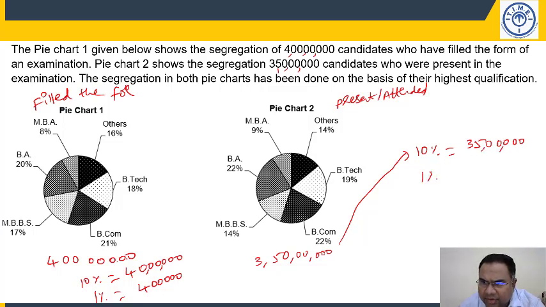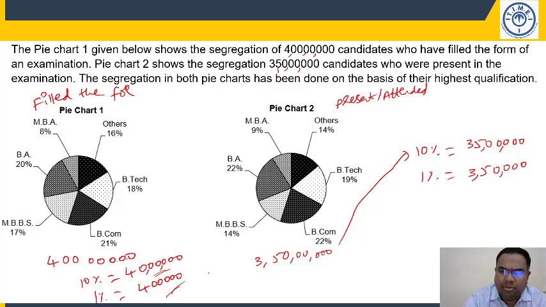Right? How much is 1%? 3,50,000. 35 lakhs and 3,50,000. 10% will be 40 lakhs and 4 lakhs. Right? Let us take up the question.